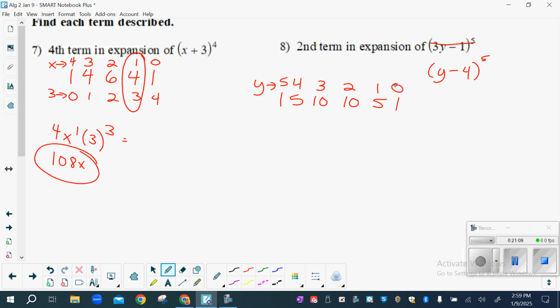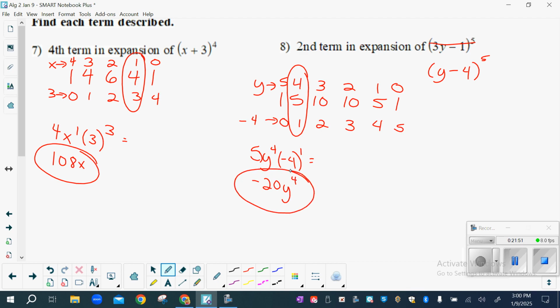So what do I put here? What number do I put here? I'm going to put a 0 here, but what do I put here? You're going to put the negative 4. So 0, then 1, 2, 3, 4, and 5. So I'm going to take my second term. I just count 1, 2. This is my second term, coefficient of 5. My y is to the 4th. My negative 4 is to the 1. This would simplify to negative 20y to the 4th. Okay.